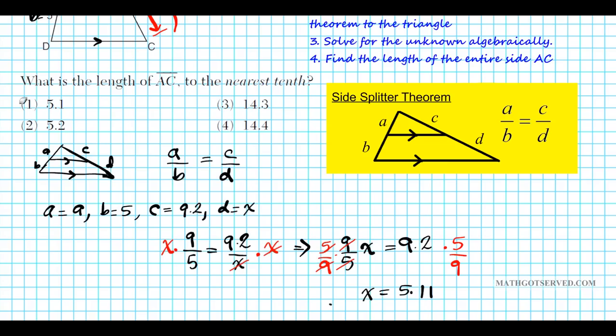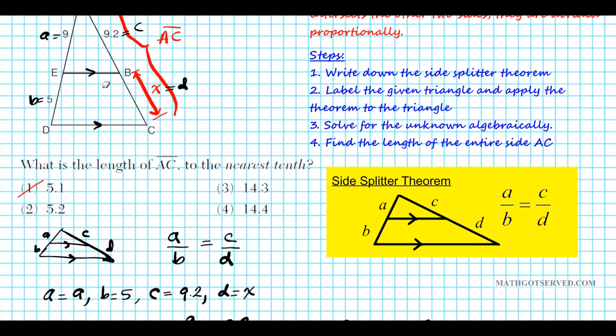Okay, so if you notice, we have option 1. Is this our answer? Is our answer option 1? The answer is no. This is a very good trap. Why isn't it 5.1? Well, all we just found is BC. This is 5.1.